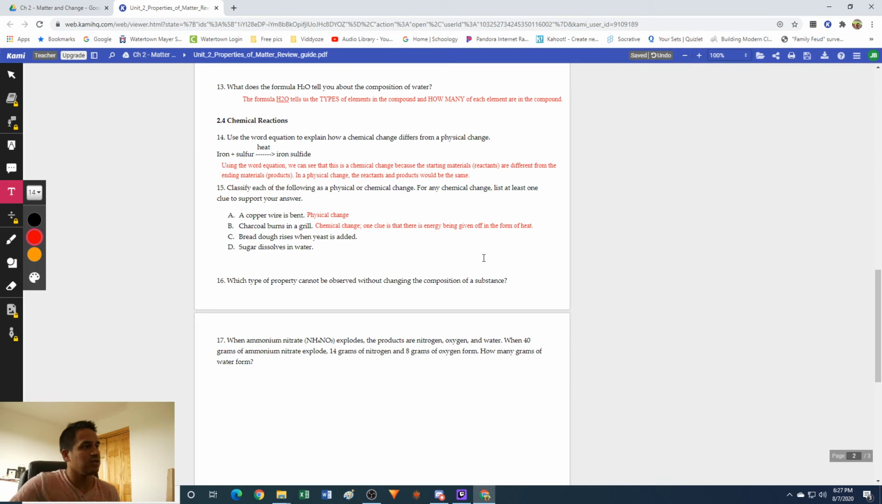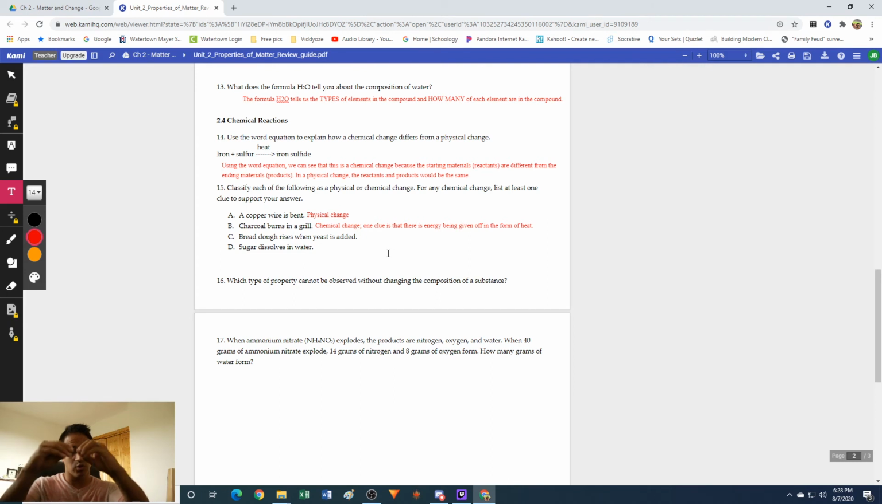Letter C, bread dough rises when yeast is added. Bread dough rises because when you add yeast to dough, it eats sugar and creates carbon dioxide gas. As the carbon dioxide gas is formed, it tries to escape and it expands. The bread dough is very sticky and it's like a net, so it traps the gases in there, and the dough essentially expands as the gases try to escape.